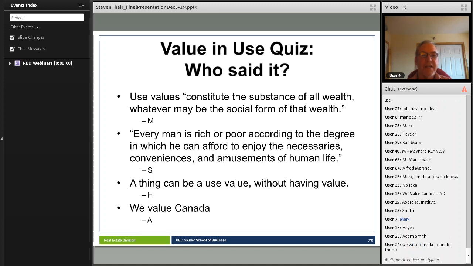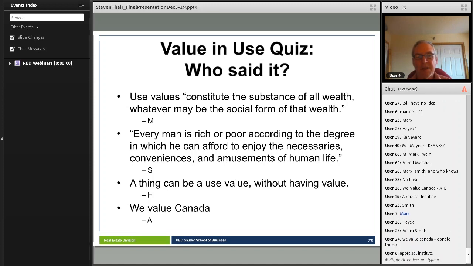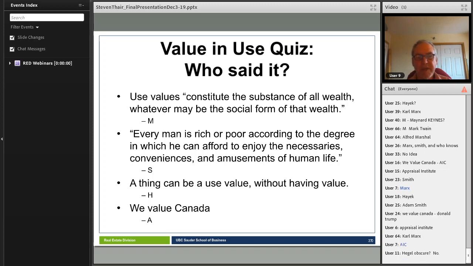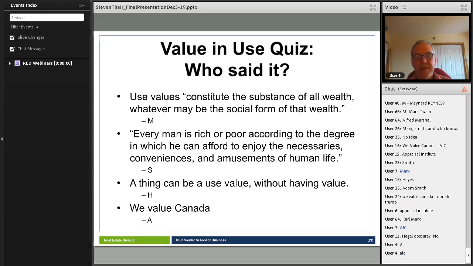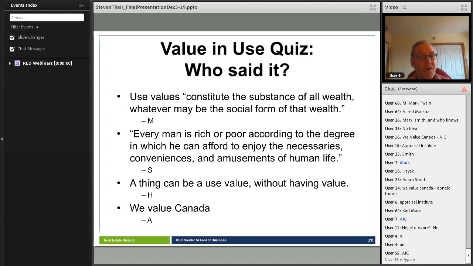My point is that even the communist Marx and the capitalist Adam Smith agree that market value arises only when there's a value in use. So value in use doesn't mean there's no market value. Something can have value in use and not have a market value, but the reverse isn't true.